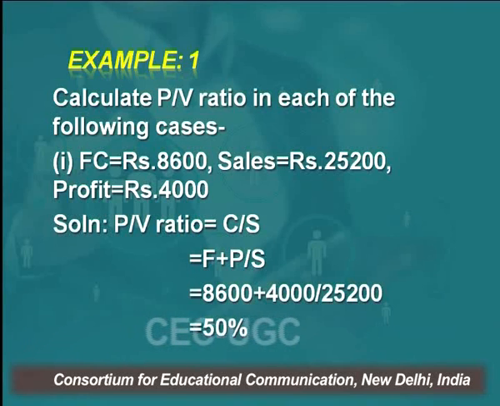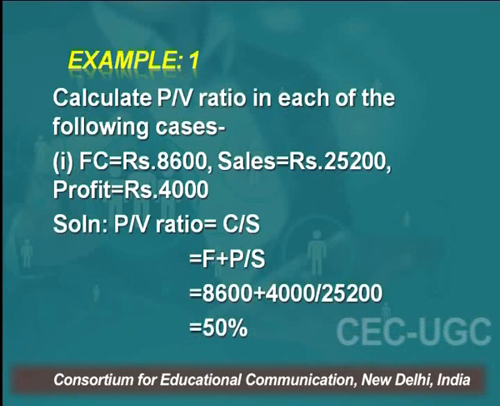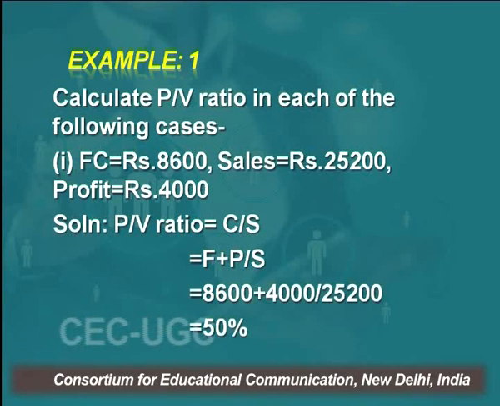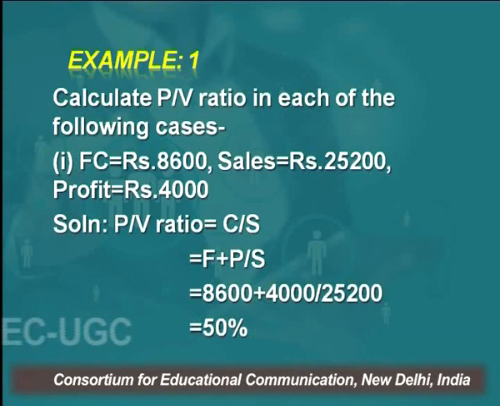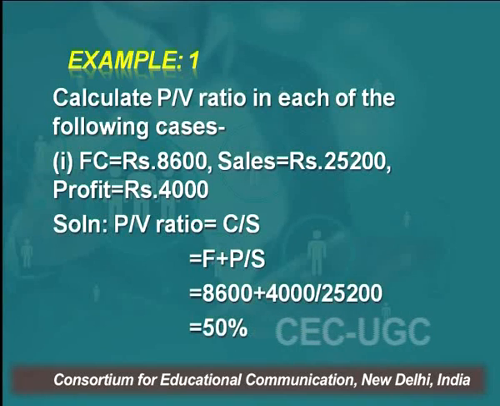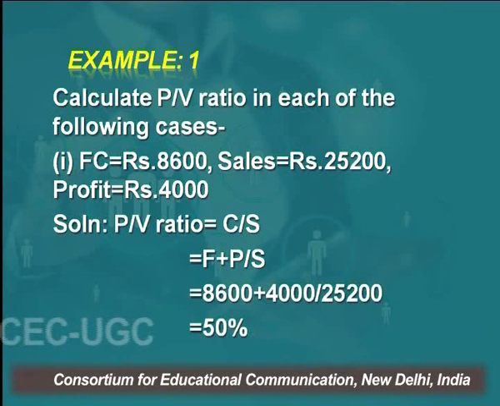So if in a business your fixed cost is 8,600, your sales is 25,200 and your profit is 4,000 rupees, you are asked to calculate PV ratio. PV ratio, as I just said, is equal to contribution divided by sales, right? So it is known as CS ratio. What is contribution? Our first objective is to find out contribution. Contribution here is fixed cost 8,600 plus profit 4,000 rupees, because I said sales minus variable cost is contribution.